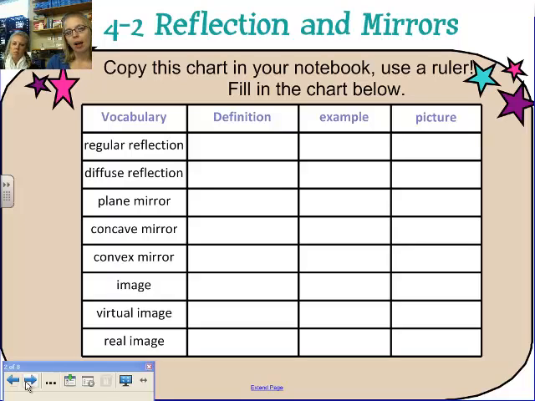So you're going to put a title on top. It's 4-2, like chapter 4, section 2 if you're following along in your book. And then label it reflection and mirrors and then put the date on top. And make sure you put it in your table of contents as well.